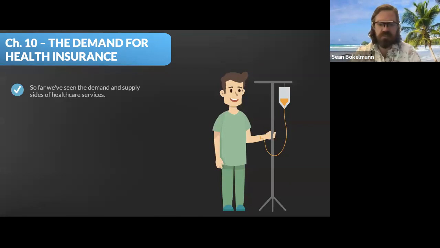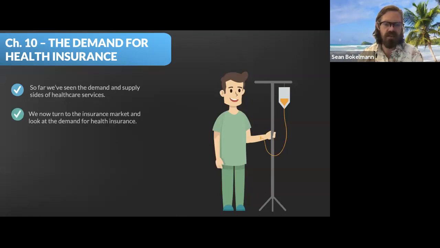So far, we've really just been looking at supply and demand for healthcare services. But of course, we know that the healthcare market is unique because it has three parties, right? It's not just buyers and sellers. There's also this intermediary, insurance companies. So that's what we're starting to look at today, beginning with demand for health insurance, and then we'll move on to supply and then government provided insurance.